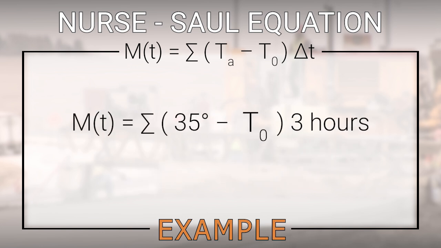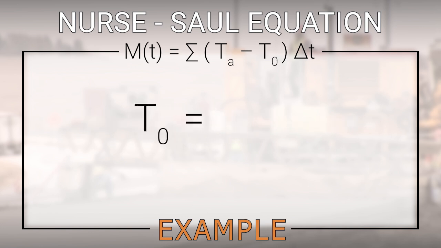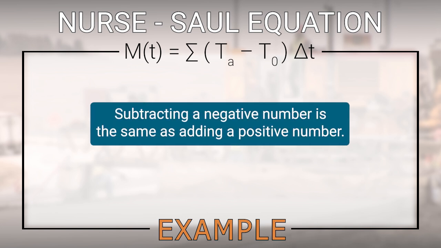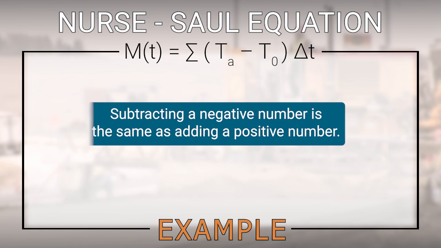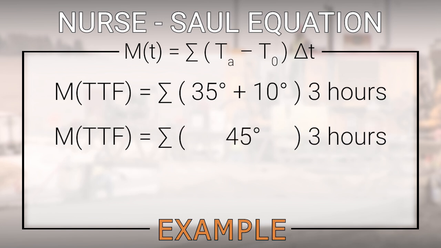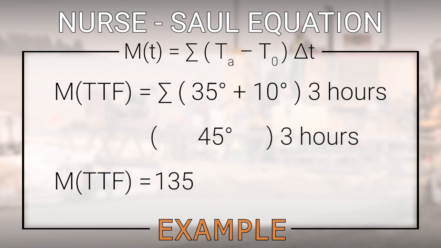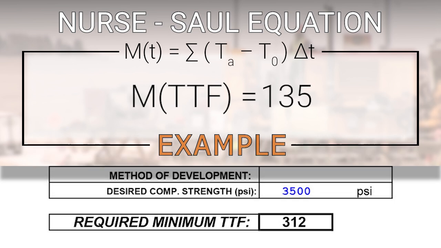Following the Nurse-Saul equation, you must subtract the datum temperature from the average temperature of 35 degrees Celsius. The datum temperature used in this region of the country is negative 10 degrees Celsius. Always remember, subtracting a negative number is the same as adding a positive number. The result is 45 degrees Celsius, which is then multiplied by the time interval of 3 hours, to give a time temperature factor value of 135 Celsius per hour. This time temperature factor value calculated must meet or exceed the target time temperature value from the maturity curve, which was generated for this specific mix design.